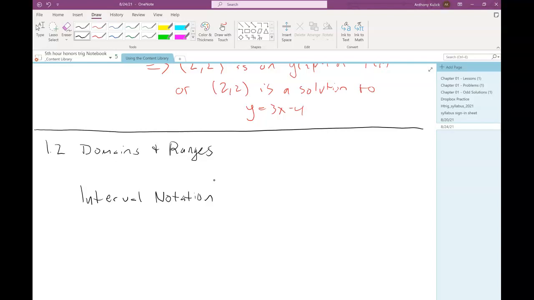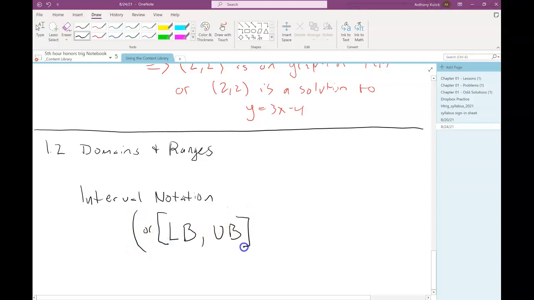So the format for interval notation is you have lower bound, comma, upper bound. A lower bound is a value that's smaller than everything, or I should say smaller or equal to everything in the set. And the upper bound is something that's bigger than or equal to everything in the set. And then at the end, you'll either have a bracket or a parenthesis.